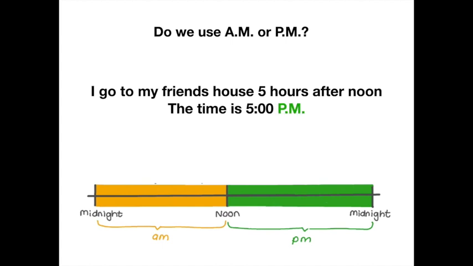Exactly, it would be in the PM. So I know that it would be in the PM because it's 5 hours after noon, not 5 hours before noon. 5 hours before noon would definitely be in the AM. But since it's 5 hours after noon, I know that that can be 5 o'clock PM.